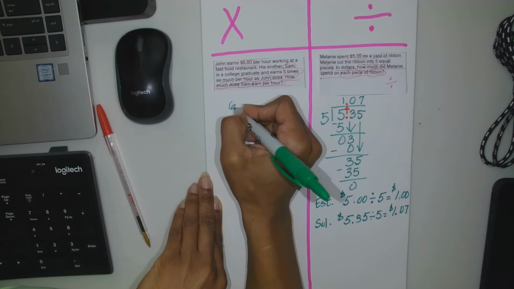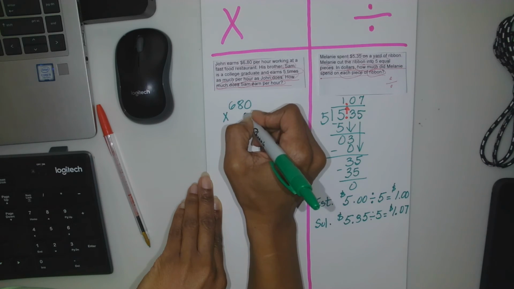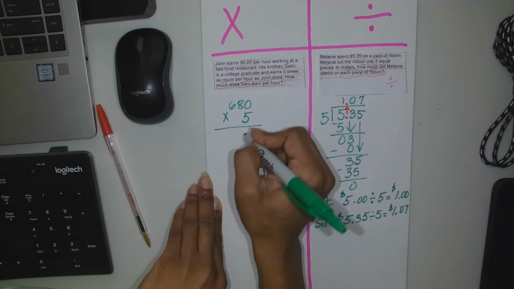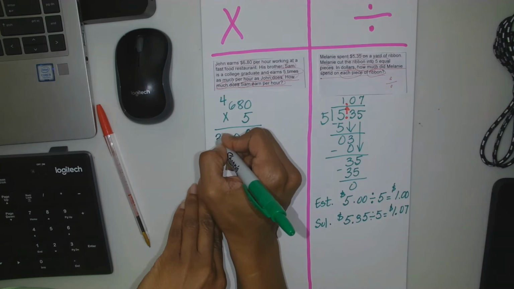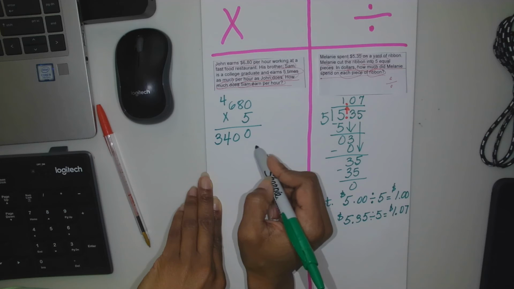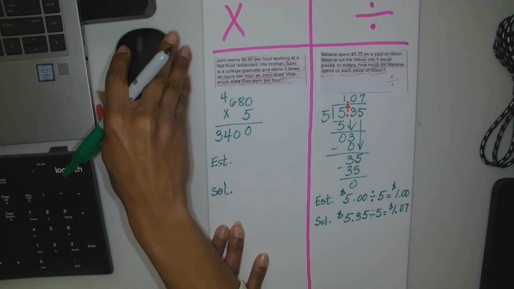I've gone ahead and I've underlined the question and circled important information. I know that this is a multiplication problem because Sam earns 5 times as much as John does. So I'm going to write this without any decimals. I'm going to multiply that times 5 using the standard algorithm. And I do not have any decimal points at all in my product.